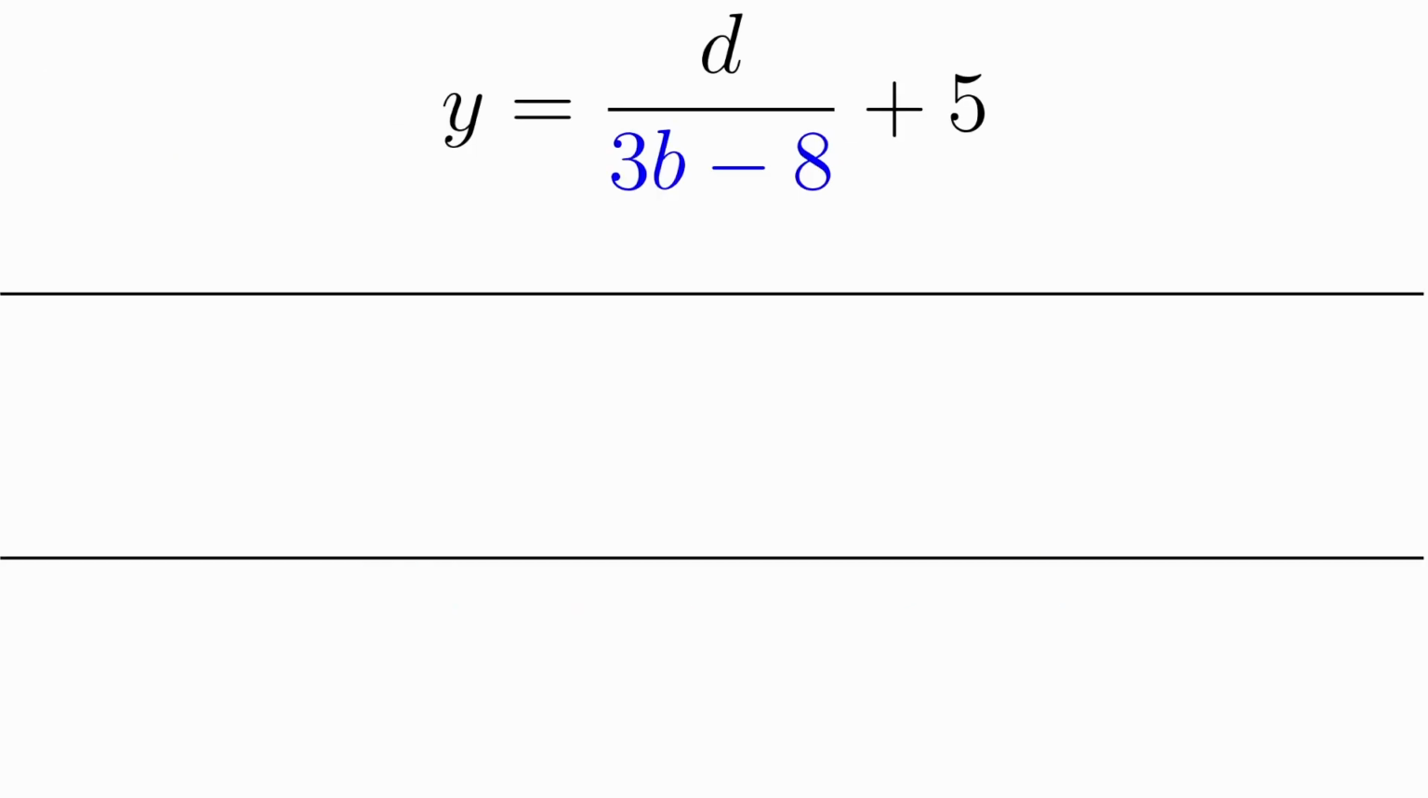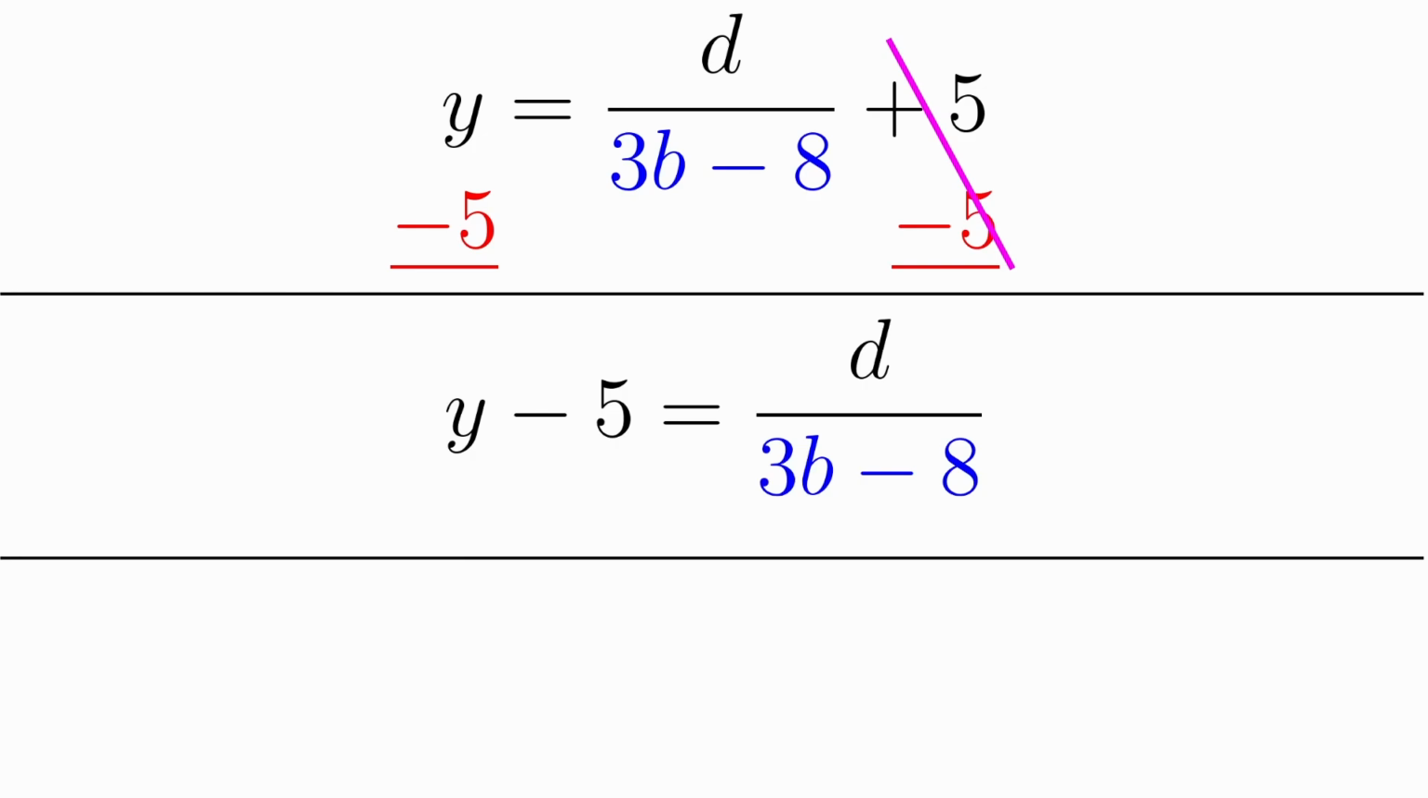Okay, so I now have 3b minus 8 in blue because that's what we're trying to isolate. The fraction bar is a group, so we're going to tackle the fraction bar last. That just leaves us with the 5. So why don't we subtract 5 from both sides? Also, guys, we'll talk about this later. Clearing denominators can be very helpful, but when you just have one fraction, it's not really that helpful. So why don't we take away 5 from both sides? That guy goes away, and we're left with y minus 5 is equal to d over 3b minus 8.